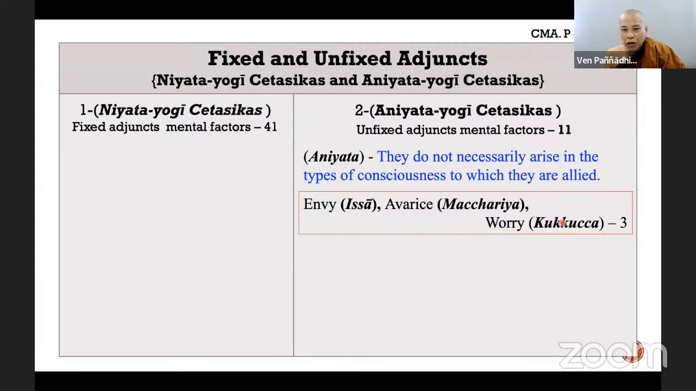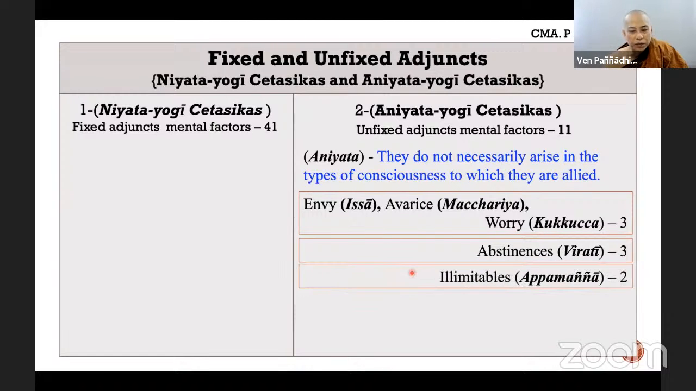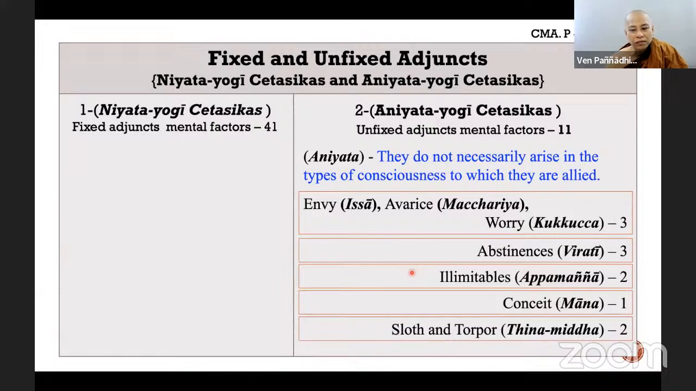Can you bring the other 8 mental factors? Abhidhamma 2, okay, so 5. Pariyatti 3, 8. Okay, so we get the 8. Thina Middha, yes, Thina Middha, to 10. What is the last one? Mana. Okay, good. So you can count here 3 Virati and 2 Appamanna. In the Akusala group, here there are Mana again and Thina Middha 2. These are the 11 mental factors. They do not necessarily associate with a certain consciousness. They can arise together. We already have the number.